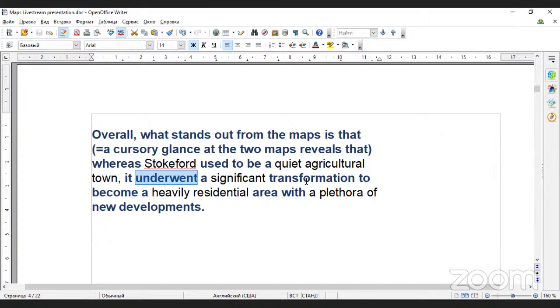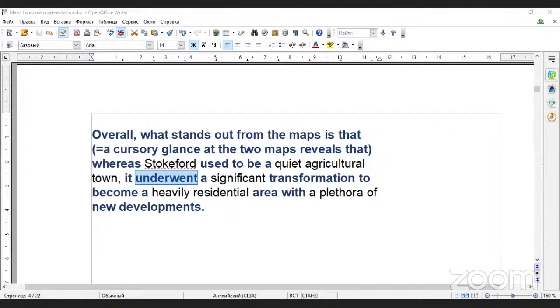You can just write with a lot of new developments or with several new developments. Okay, so this is just a simple answer, and there are also some expressions that you can use in other maps. All right, so I can see that there are some overviews already in the commentaries.